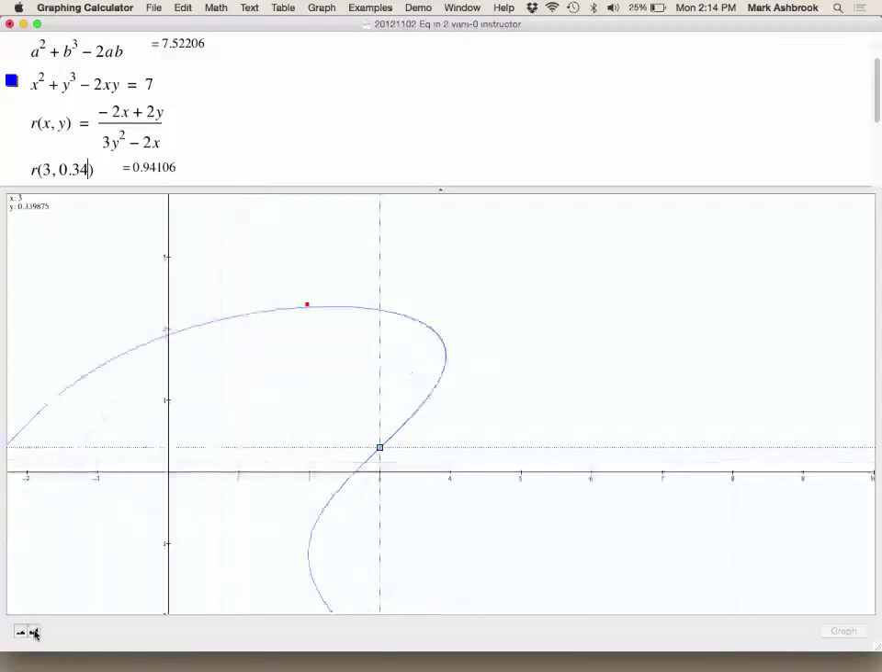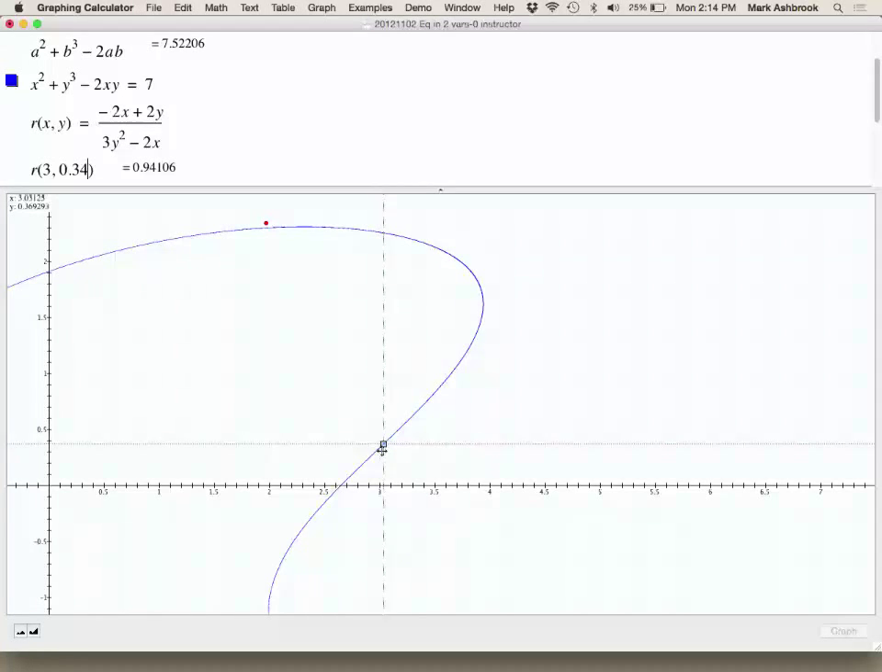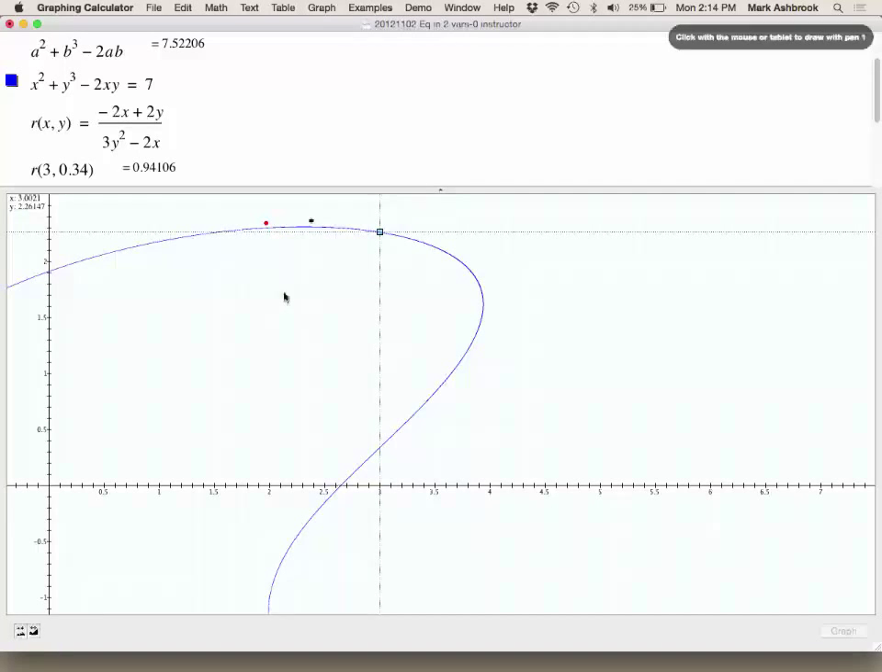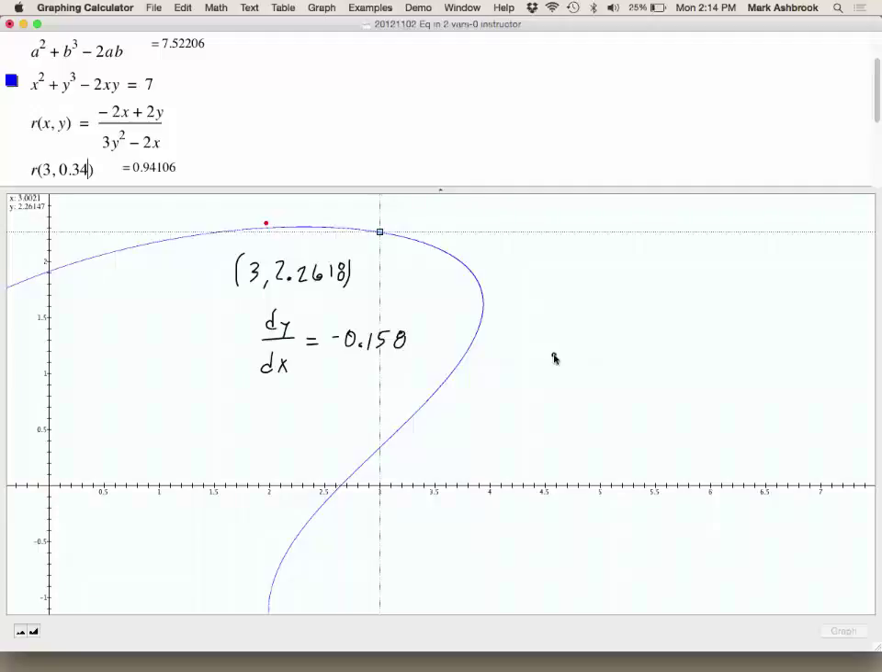So what was all the info on that first one? Let's look at this here. So at 3, we had the point 3 comma what? 2.2618, and our rate of change was negative 0.158. Who remembers how to graph a line? What did we do for graphing a line?